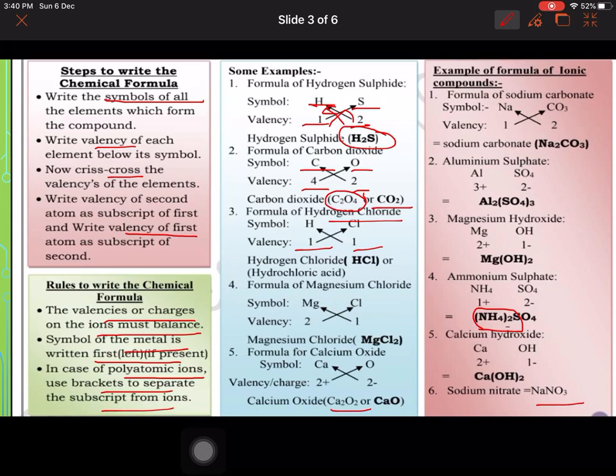Examples of formulas of ionic compounds: aluminium 3 plus and sulfate 2 minus. So this is aluminium sulfate, Al2(SO4)3. Example, magnesium hydroxide, Mg(OH)2, so magnesium 2 plus and OH minus. Ammonium sulfate: ammonium NH4 and sulfate SO4. So these are examples of the different ionic compounds which are used for making compounds.